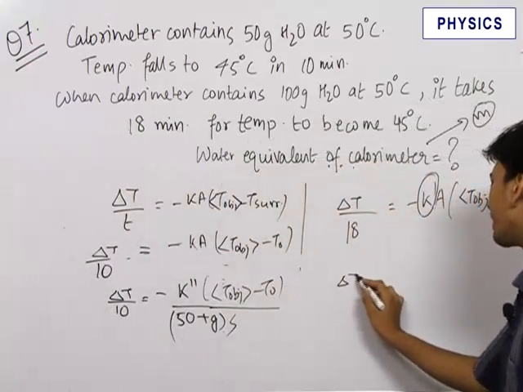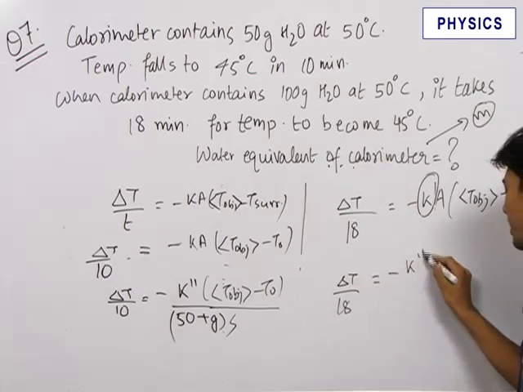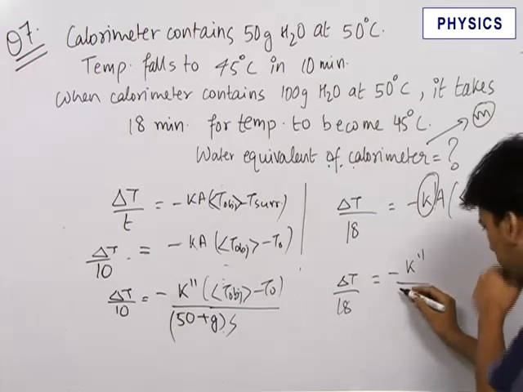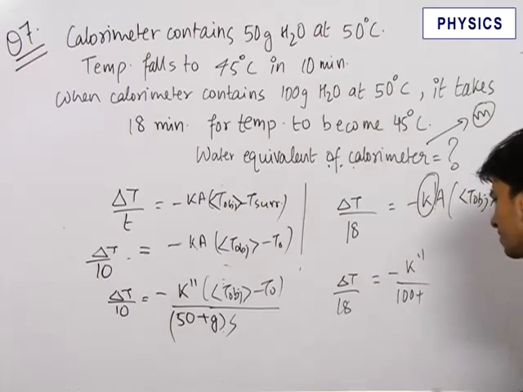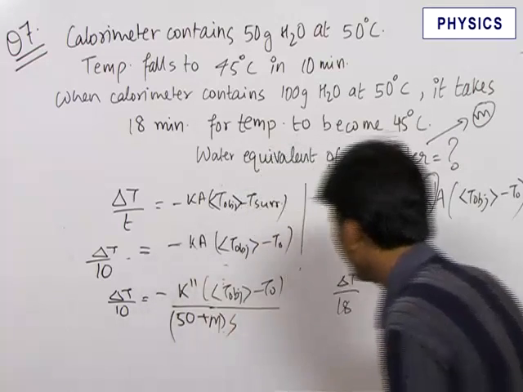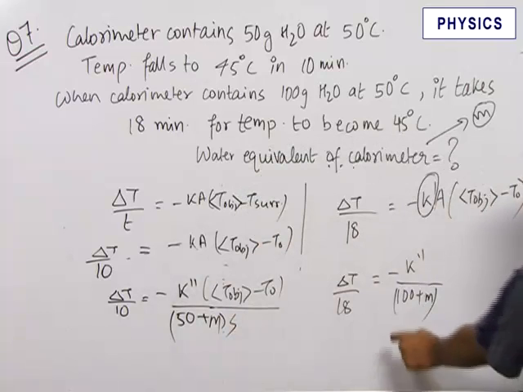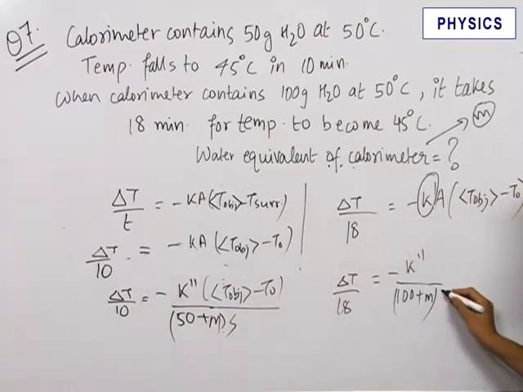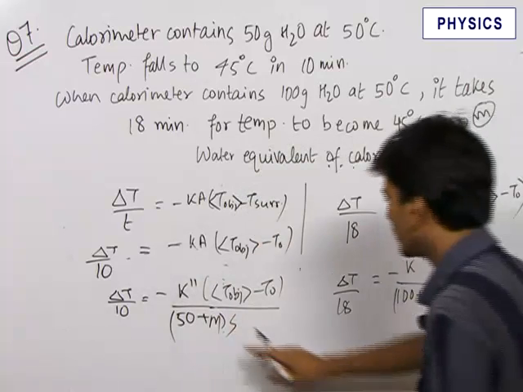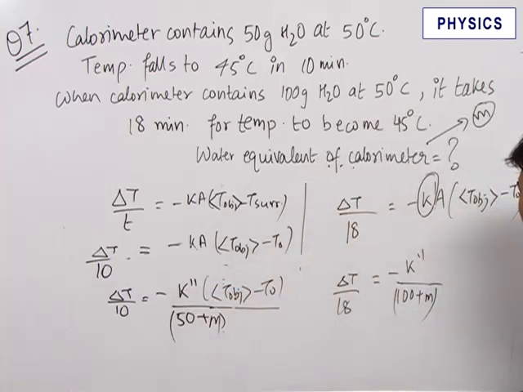On the right hand side we will write delta T upon 18 is equal to minus of the same K double dash upon 100 plus, this is m, sorry, 50 plus m, 100 plus m. Since the mass of water is increased, the total mass which will come over here will increase, into s. This s was already taken care of in K double dash, so let us include it in K double dash itself. So this comes out to be this into T object minus T naught.